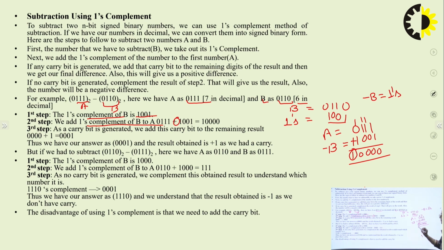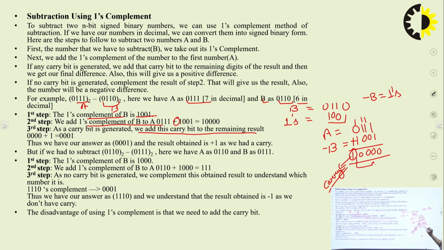So this fifth bit is the carry bit. In subtraction using ones complement, we will add this one bit to the result here. So as a carry bit is generated, we add this carry bit to the remaining result. We will add this carry to the result.